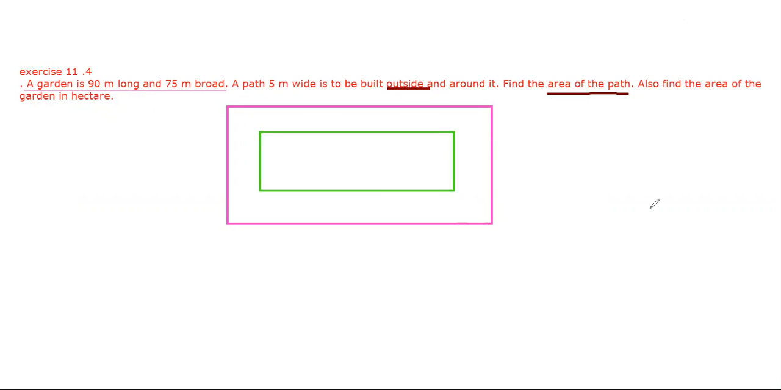Now you will say that finding the area of the garden is really easy because we already have the length and the breadth, and we can just multiply them and our job will be done.